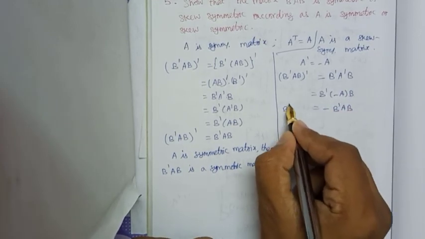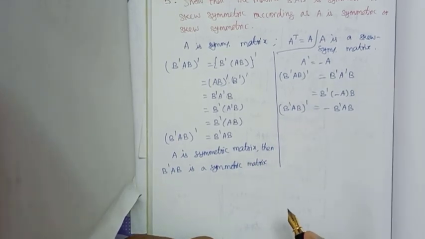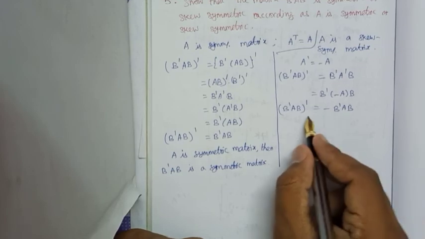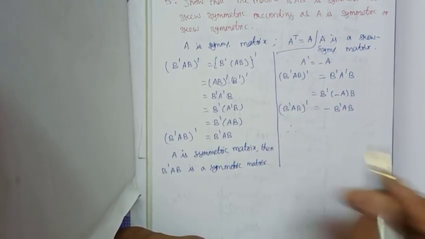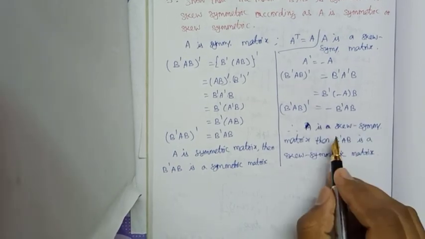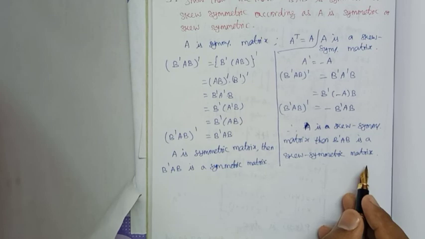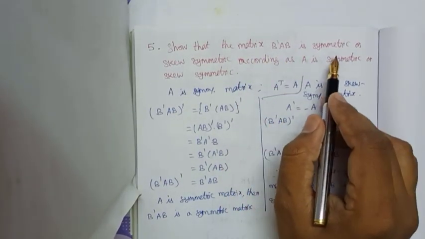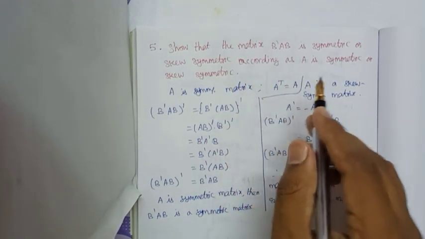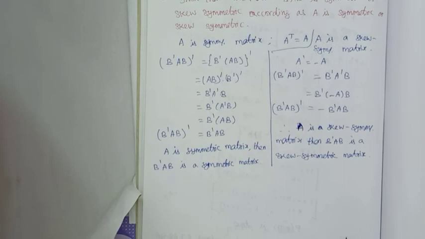Here we can see this. What is the left hand side? B transpose AB whole transpose, which is equal to minus the same matrix B transpose into AB. Therefore, A is a skew symmetric matrix, then B transpose AB is a skew symmetric matrix. Hence, the matrix B transpose AB is a symmetric or skew symmetric according as A is a symmetric or skew symmetric. I hope you are well understand.